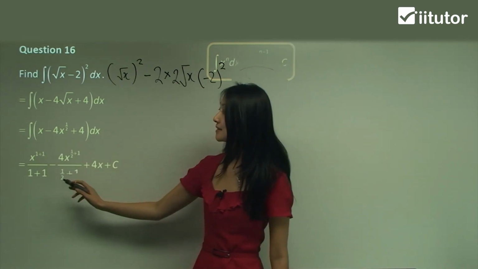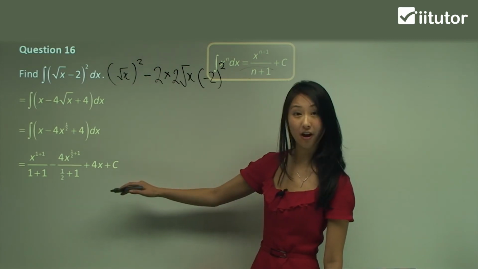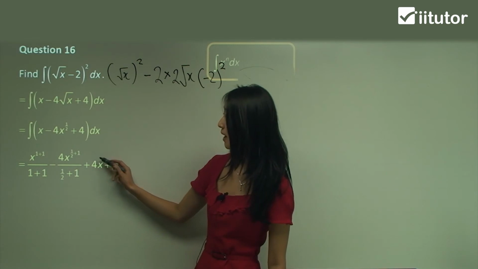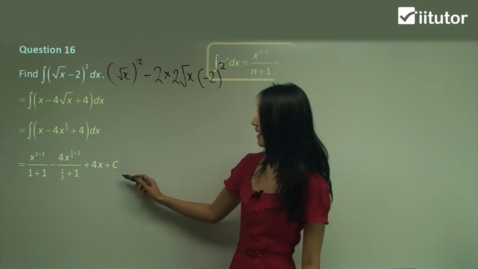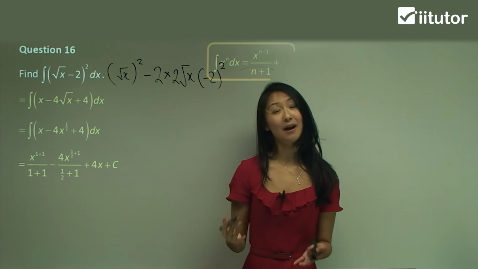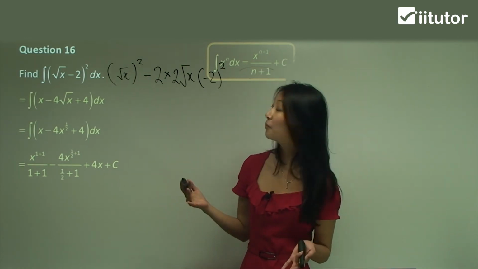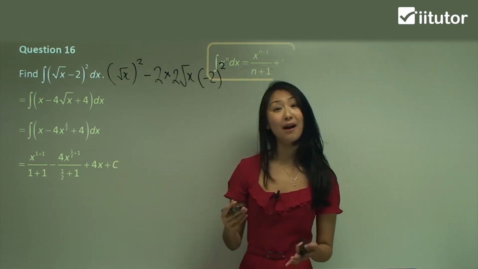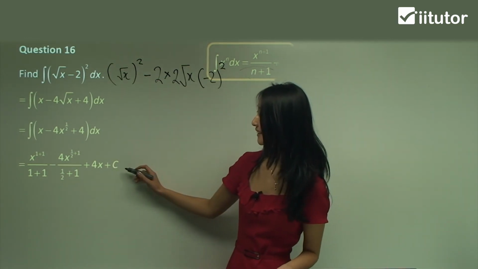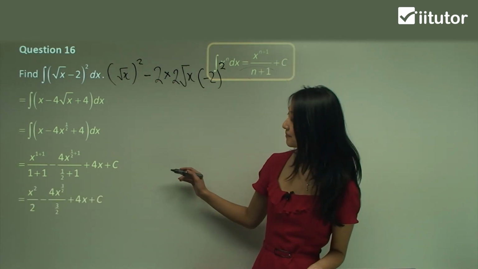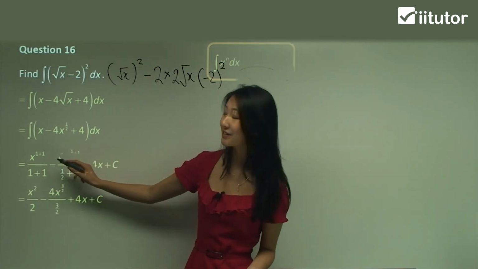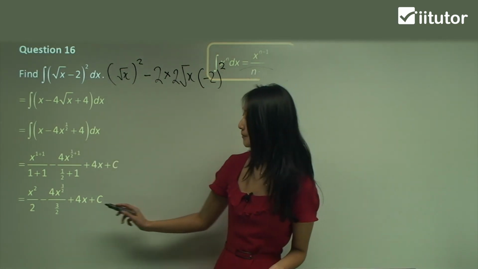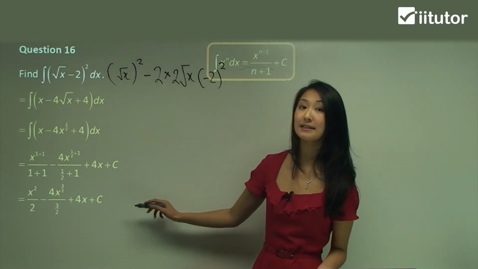So here we have x to the power of 1 plus 1 on the same. Here we want to integrate x to the power of half, so we have half plus 1 on half plus 1. And here, remember when we integrate a number, whether it's 4 or 5 or whatever number it is, you just add x, so it becomes 4x. Remember how I explained that before? Exactly. So now let's just simplify a bit. That becomes x squared on 2. This becomes 4x to the power of 3 on 2, since half plus 1 is 3 on 2, on 3 on 2, plus 4x plus c.